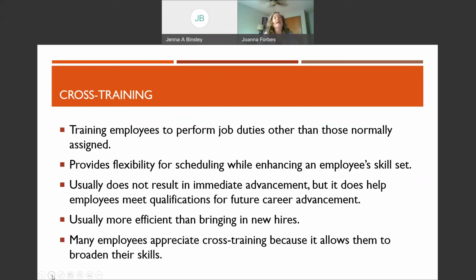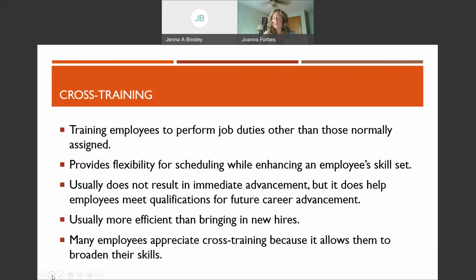So cross-training, I mentioned cross-training. Again, very common in the workplace. That's where we're training our employees to perform job duties other than what they're typically assigned for. We know this provides flexibility in the workplace. So if somebody is going to be off, we can maybe have another employee cover while you're also enhancing their skill set. This is something that usually doesn't result in some sort of immediate promotion or advancement, but it certainly helps if an opportunity does pop up and they've been cross-trained in parts or all of the job.